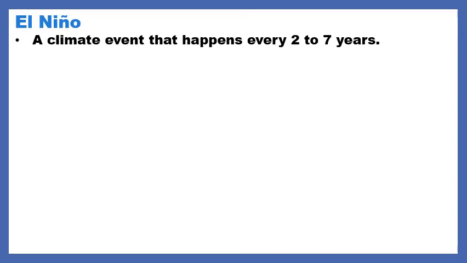Okay, so let's talk about what El Niño is. So El Niño is a climate event that happens every 2 to 7 years. So it's a climate event because it keeps occurring, and remember, climate is when we study the weather over a very long period of time. But because it occurs, it's also going to change the weather, which is, during a short period of time, like days, weeks, or months. So it affects the weather, but we call it a climate event because it keeps happening.